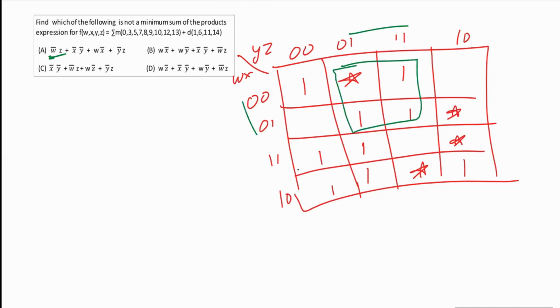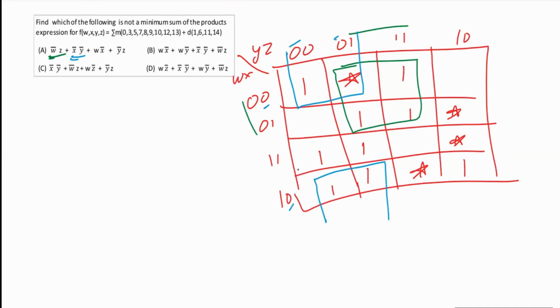Okay, and the second one is x bar y bar. So x bar and y bar. If I select x bar and y bar, I can say that x bar is here at these two places, y bar is here at these two places. So I can choose a pair of four like this.